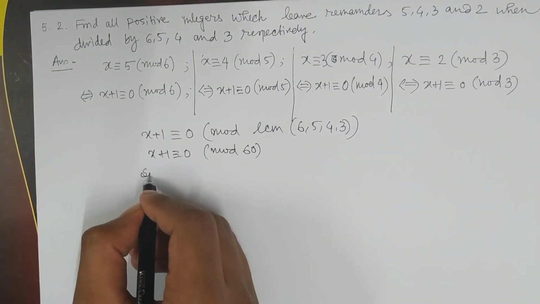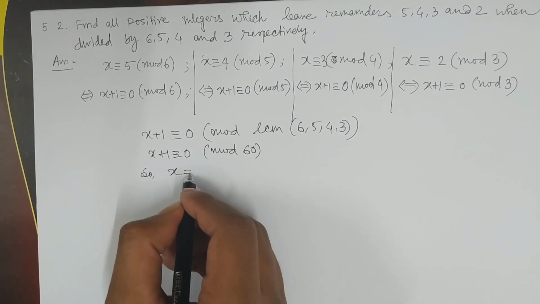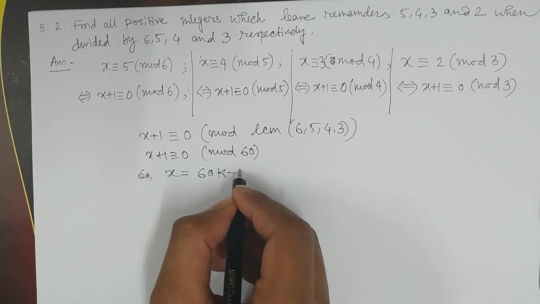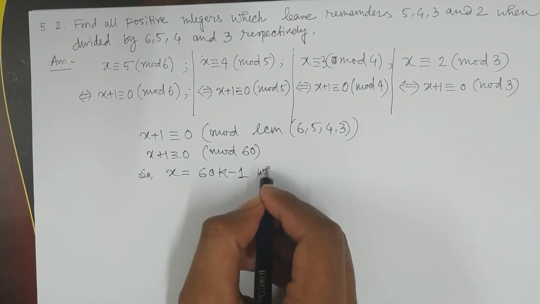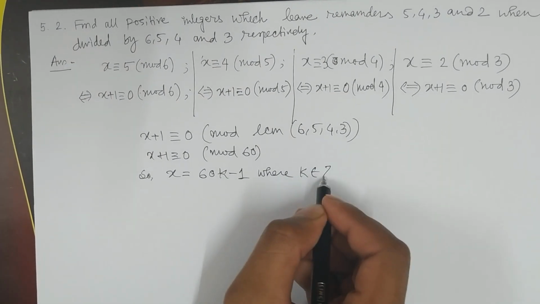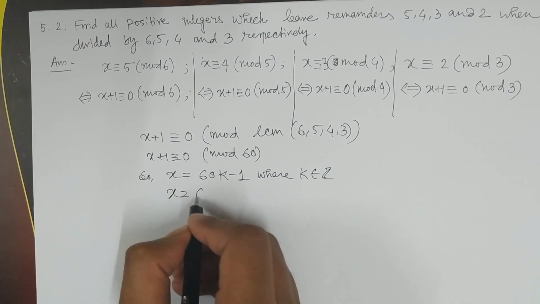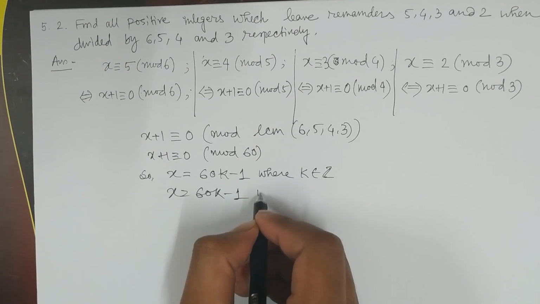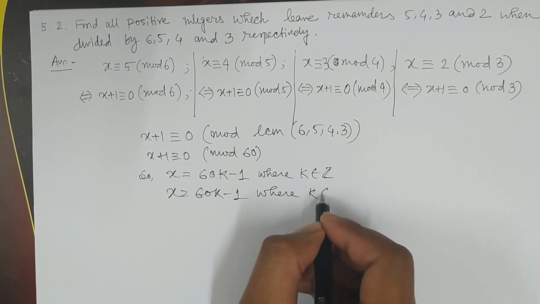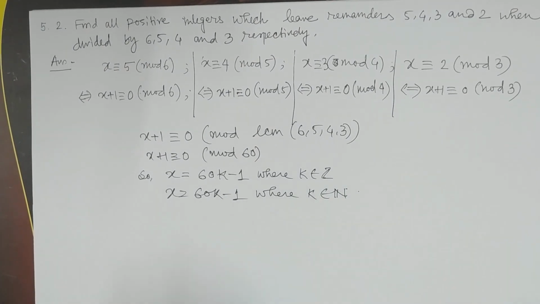And so x equals 60k minus 1, where k belongs to Z, but here we need to find positive integers, so we take k belongs to natural numbers.